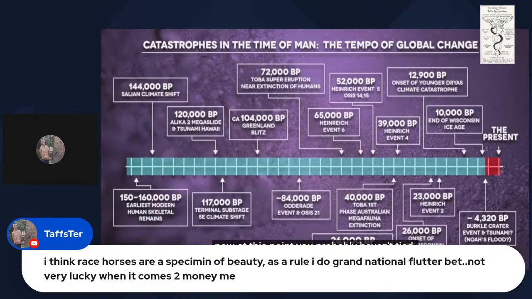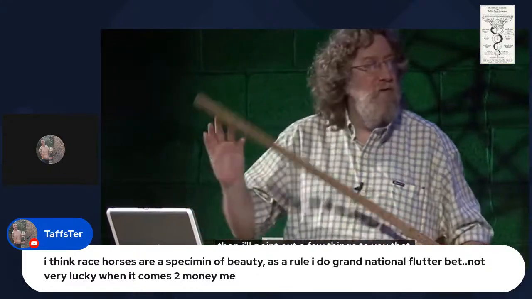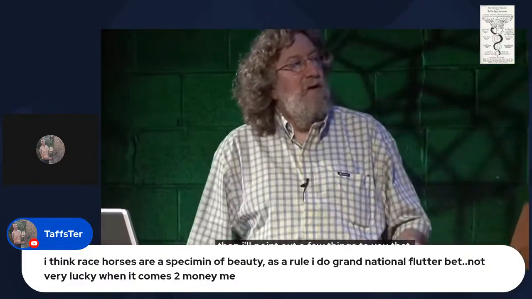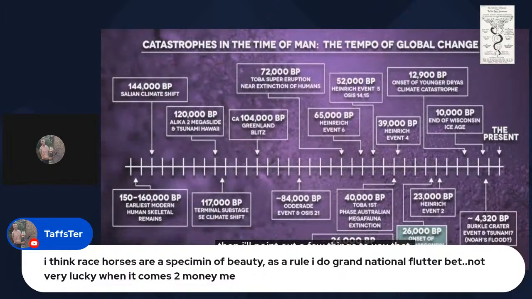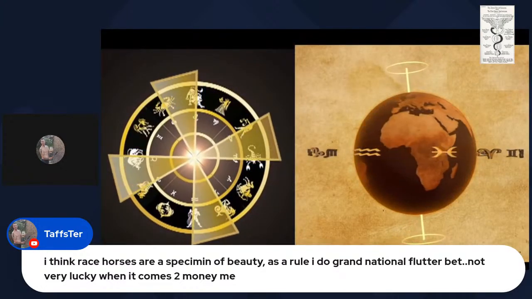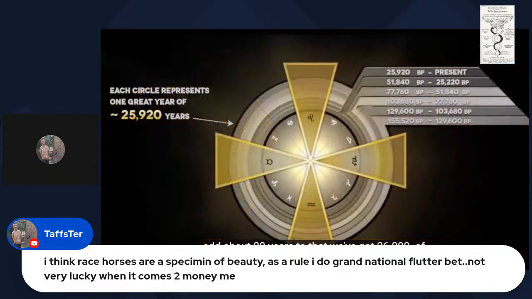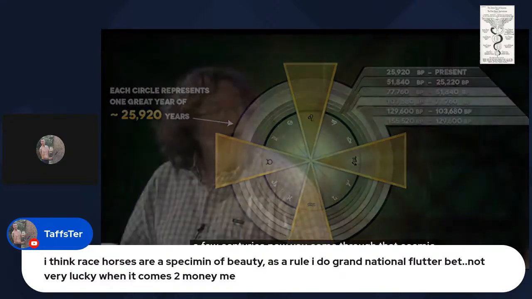Now, at this point, you probably haven't tied this in with what we've been saying before, other than I'll point out a few things to you that should be familiar. The onset of the late Wisconsin Ice Age, 26,000 years before present. Remember the great year and the precessional cycle? Add about 80 years to that, and we've got 26,000. Of course, 26,000 you could figure plus or minus a few centuries.